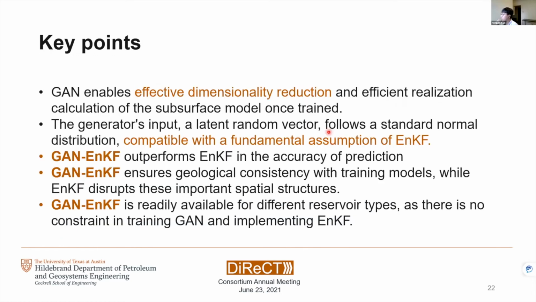Here are the key points. GAN enables effective dimensional reduction for the high-dimensional reservoir model, and it can also preserve all the geological concepts we had in the beginning. And then the generated input, which is a random vector, follows the Gaussian standard normal distribution, which is compatible with the fundamental assumption of the ensemble Kalman filter. Therefore, GAN ensemble Kalman filter outperforms the ensemble Kalman filter in accuracy of the prediction, and GAN ensemble Kalman filter also ensures geological consistency with the initial ensemble or training data.